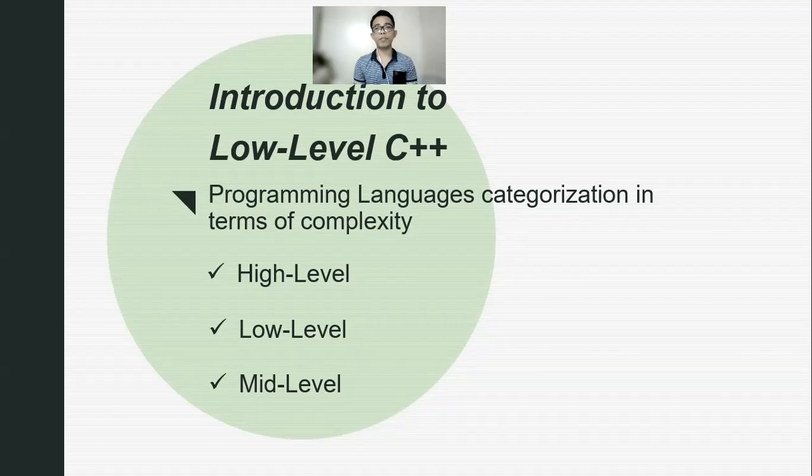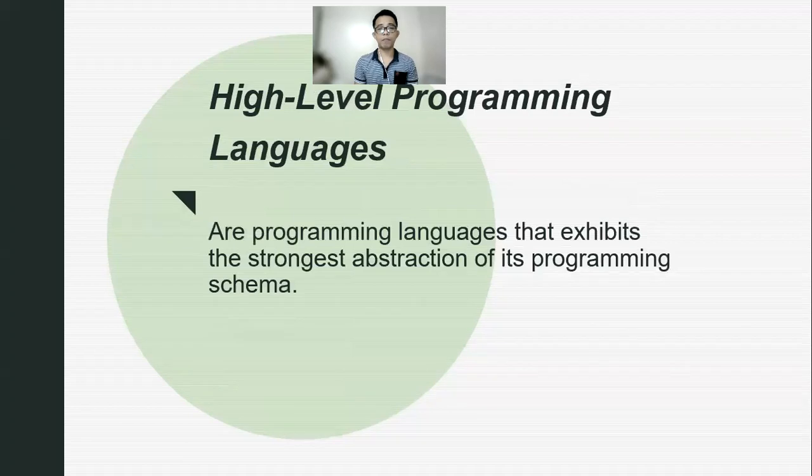Okay, so programming languages categorization in terms of complexity. We have high-level, low-level, and mid-level. Okay, so for high-level programming languages, these are programming languages that exhibit the strongest abstraction of their programming schema. Okay, so this is also the easiest category of programming languages to work with. Okay, so it enables developers to focus on the logic of the application they are developing. So it also limits the control of the developer over the operating system.